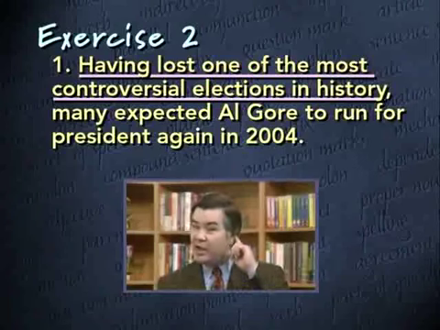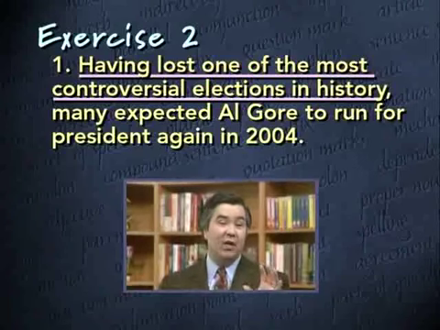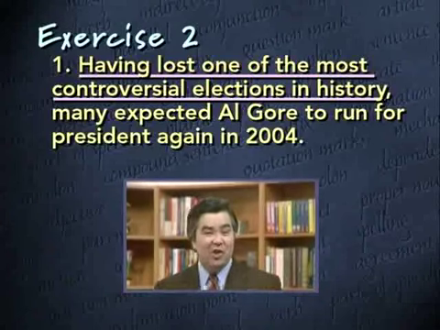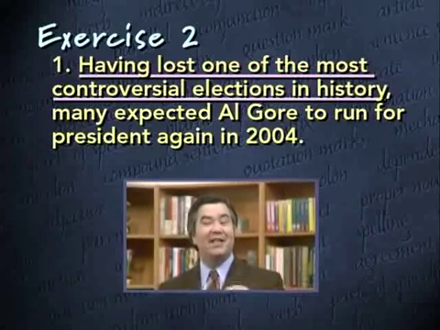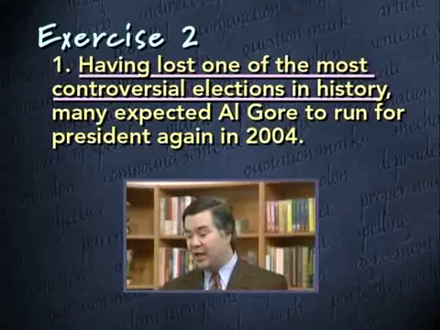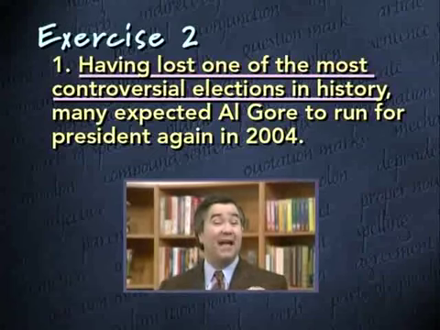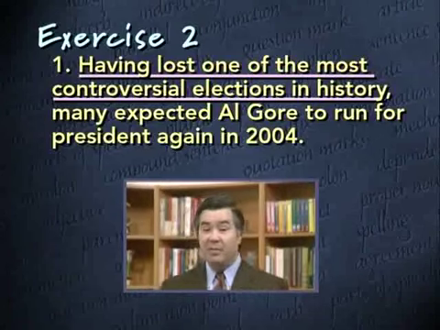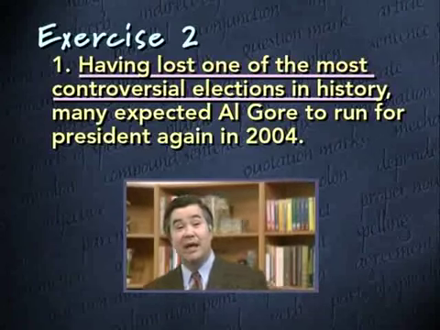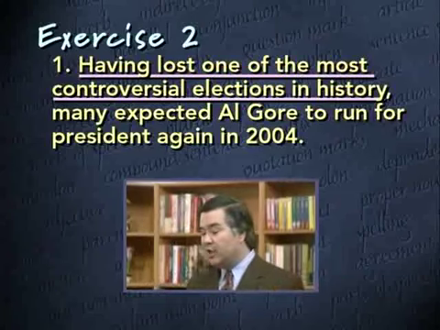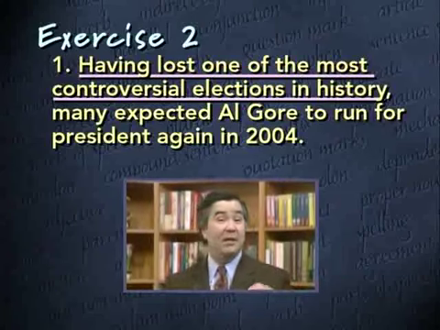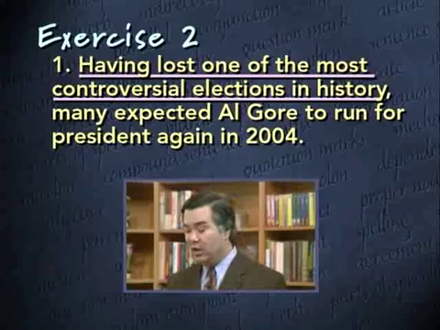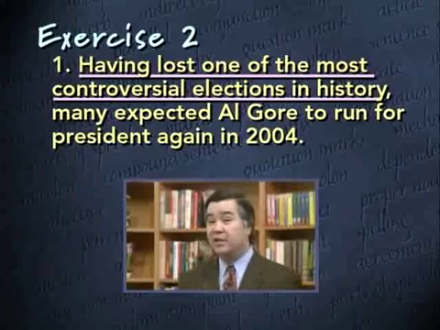Perhaps you can even hear when you read that sentence that that whole long phrase there is describing someone, and it should be next to the person that it describes or modifies. Now, what comes immediately after the comma? Well, immediately after the comma we have the word many. It's a pronoun referring to many people. Now, is that correct? Having lost one of the most controversial elections in history, many expected Al Gore to run for president again in 2004.